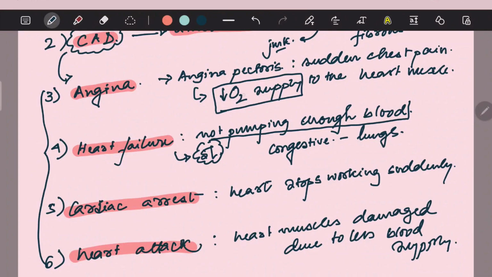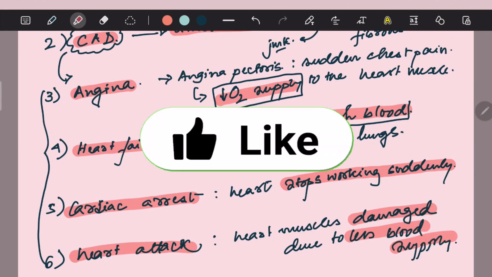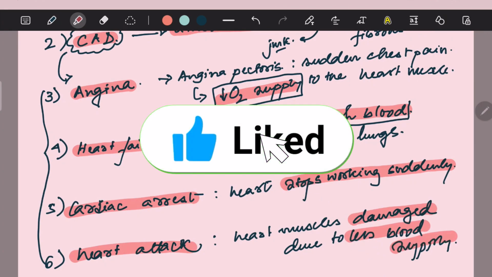Angina is something where there is decreased oxygen supply. Heart failure is something when the heart is not pumping enough blood. Cardiac arrest is when the heart stops working suddenly. And heart attack is when the heart muscles are damaged due to less blood supply. Thus, we come to an end of this chapter.